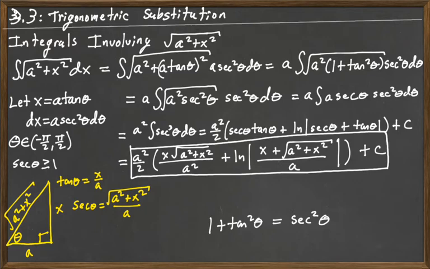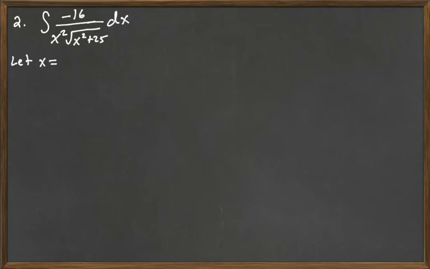And this will be a little bit more concrete integral using the x equals a tangent of theta. So we're going to look at the integral of negative 16 over x squared plus 25. So again, what determines what type of substitution is what do we have under the square root? So the square root of x squared plus a squared. So we're going to let x equal a tangent of theta, and our a in this case is going to be 5. So 5 tangent of theta.